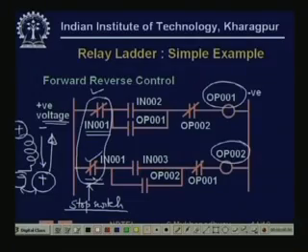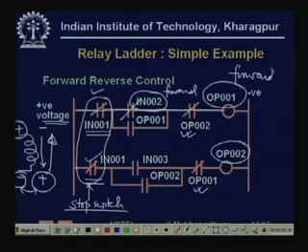Next, suppose the stop switch is not pressed, so it is off. Now suppose we press this push button, which is, let us say, forward. Initially both are off, so therefore this is also on and this is also on. So when this is pressed, this will become on and there will be a continuous path to the output coil. So this is the forward coil and the motor will start moving forward. Now note that this is an auxiliary contact.